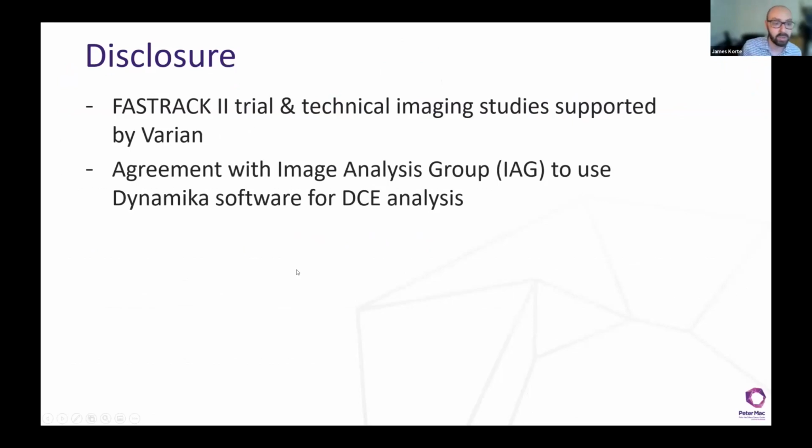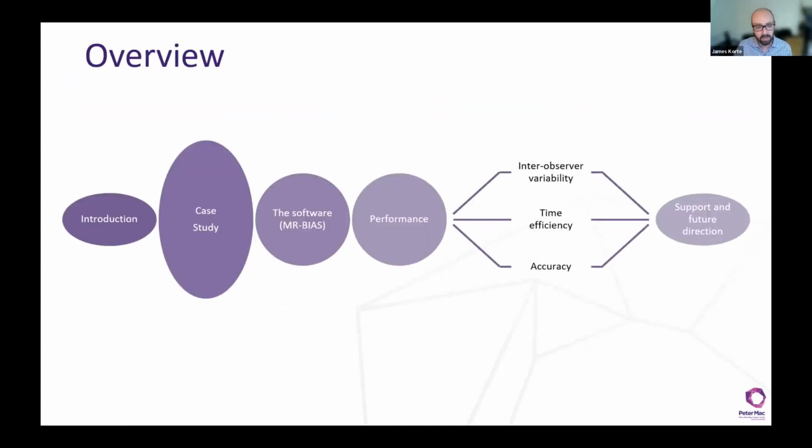Just to disclose, the Fast Track 2 trial, which I'll be using as a case study, and its imaging sub-studies is supported by Varian. And we also have a software agreement with a company that we use for some of our DCE analysis. So I'll start off by talking about this case study, which is a multi-center imaging study. And hopefully that'll provide some context for why we actually wanted to make this software in the first place.